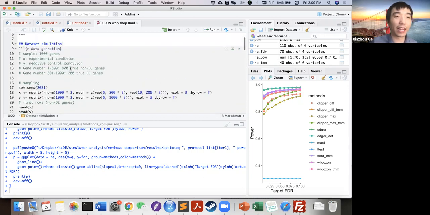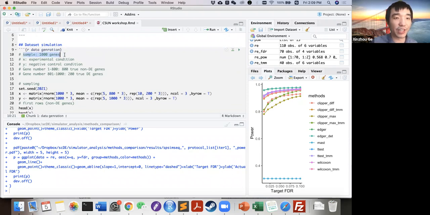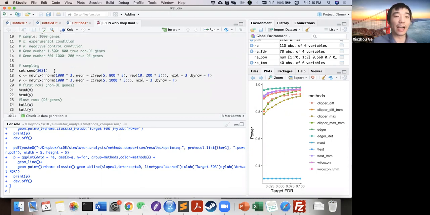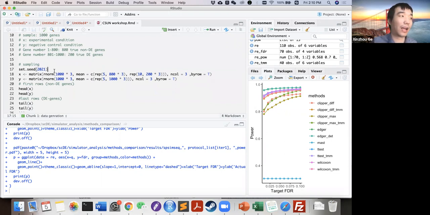So for example, here we can simulate 1,000 genes. And we have 2 conditions, the experimental condition and the negative control condition. And in simulation, we can know what are the true DE genes and what are the true non-DE genes. For example, here I can just make the first 800 of the 1,000 genes as non-DE genes, and the last 200 genes as true DE genes. And then I can have some idea of different methods based on these truths.